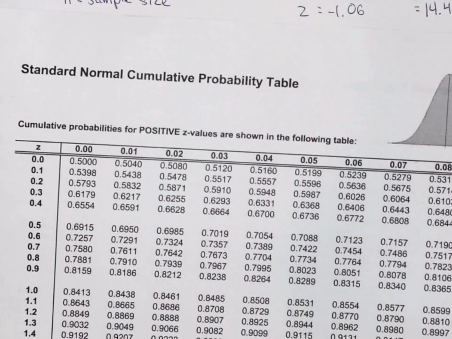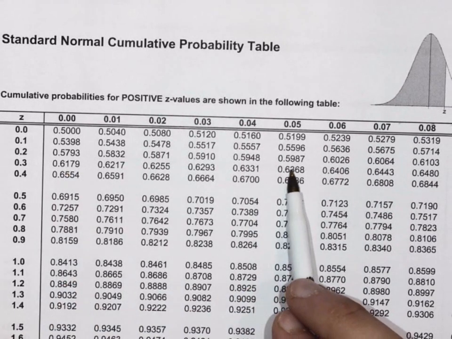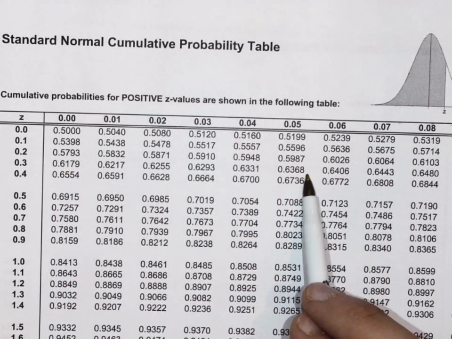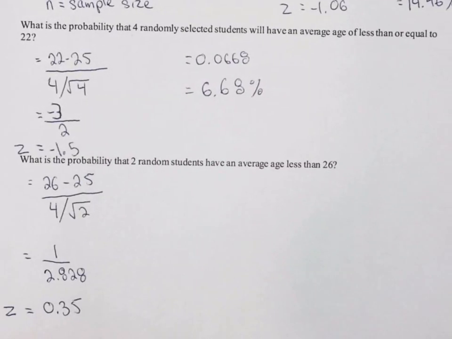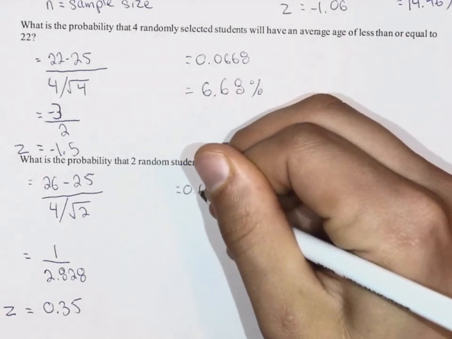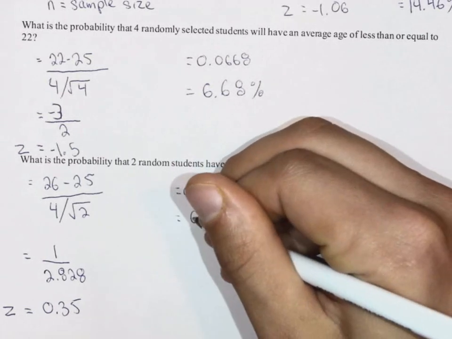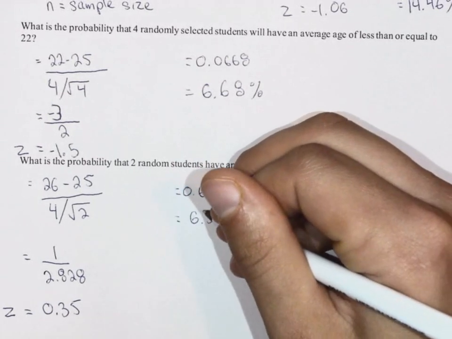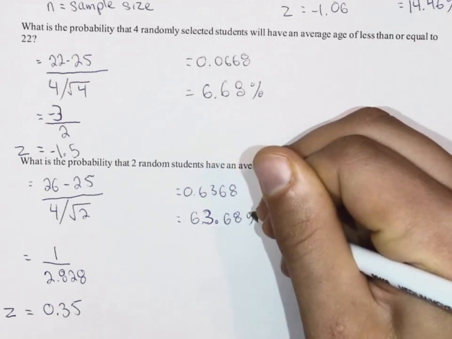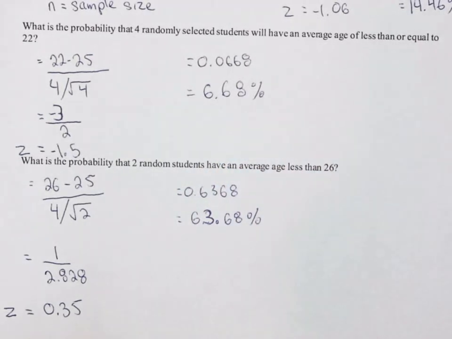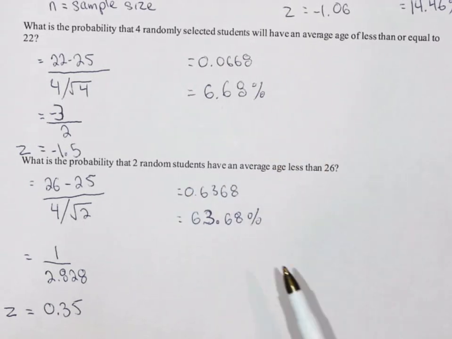Having a look at our probability table, 0.3, 5, we have 0.6368, or 63.68%. The probability that 2 random students have an average age of less than 26 is 63.68%.